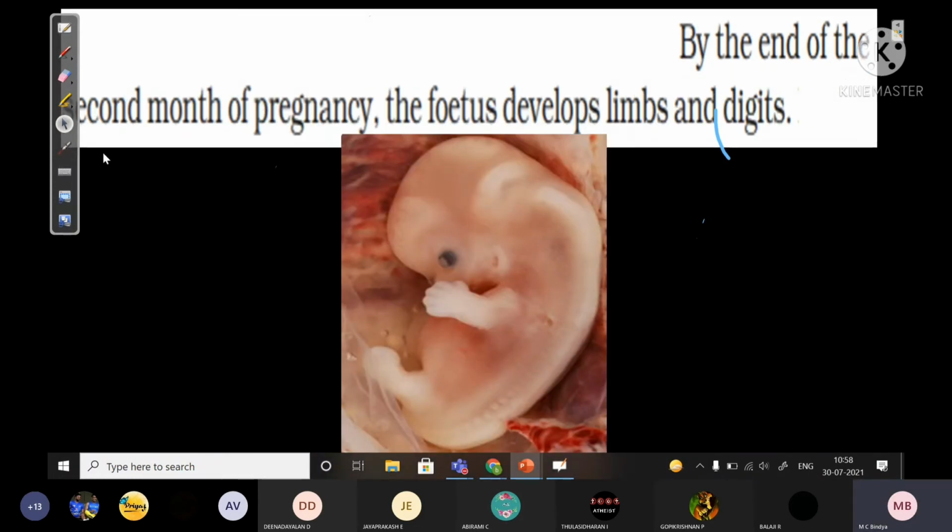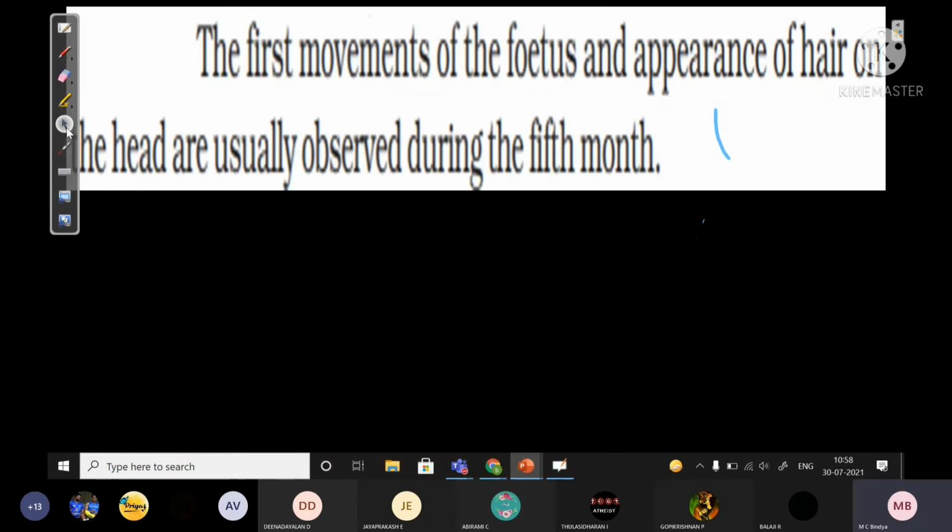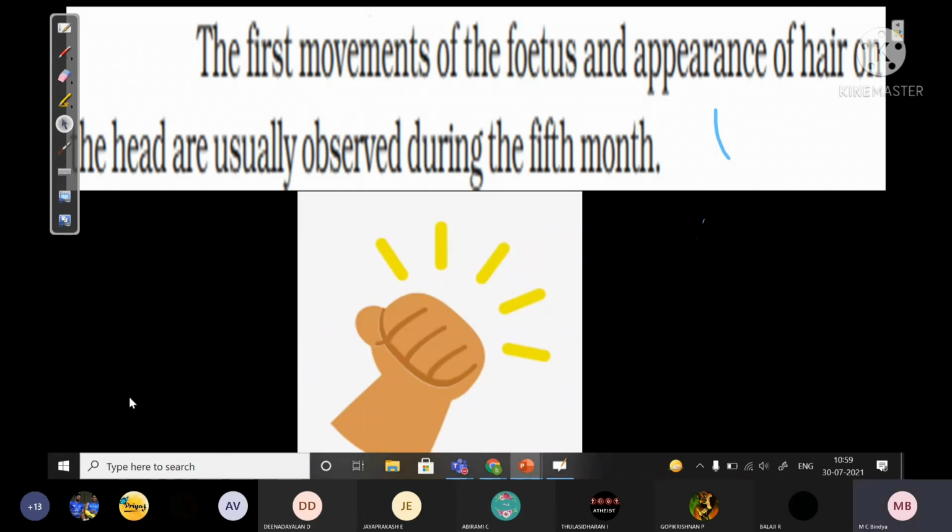Now, by the end of the 2nd month of pregnancy, the fetus will develop limbs and digits. Limbs means this is forelimb, this is hind limb. Digits means the finger bones are there, small. They are called digits. That will start forming during the 2nd month of pregnancy. After that, the first movements of the fetus and appearance of hair on the head are observed during the 5th month. They say that the fetus is kicking, moving. They can feel that the fetus is moving in the uterus. So that is happening in the 5th month. The kick movements are because the fetus is trying to explore the surroundings.